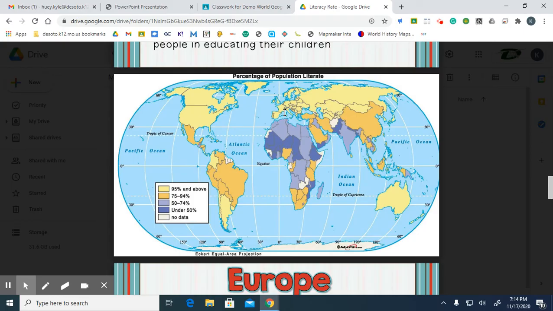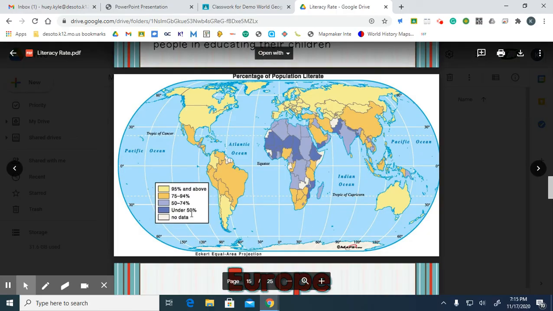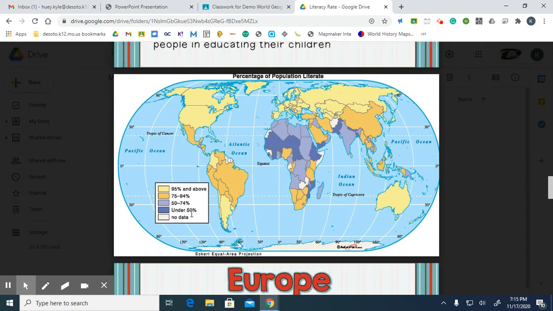If you look at some of the orange countries, 75 to 94%, you have Brazil, Mexico, Peru, China, Indonesia. All these countries are just below the United States. Some of them are right around that middle range. And then your lower range is going to be anyone around 74% and below. So that's a lot of your third world countries here in Africa.